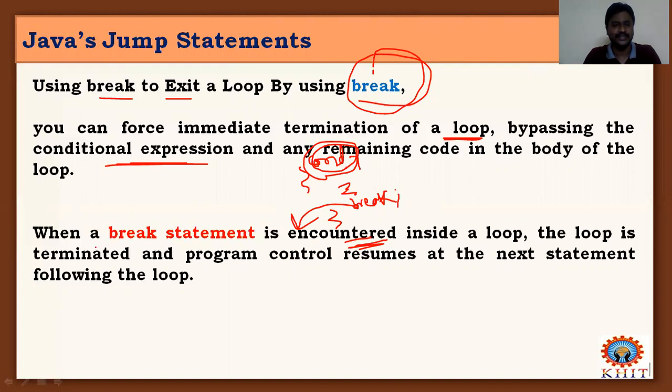Then coming to here, when a break statement is encountered inside a loop, the loop is terminated and the program control resumes at the next statement following the loop. So that is the same as I explained here.